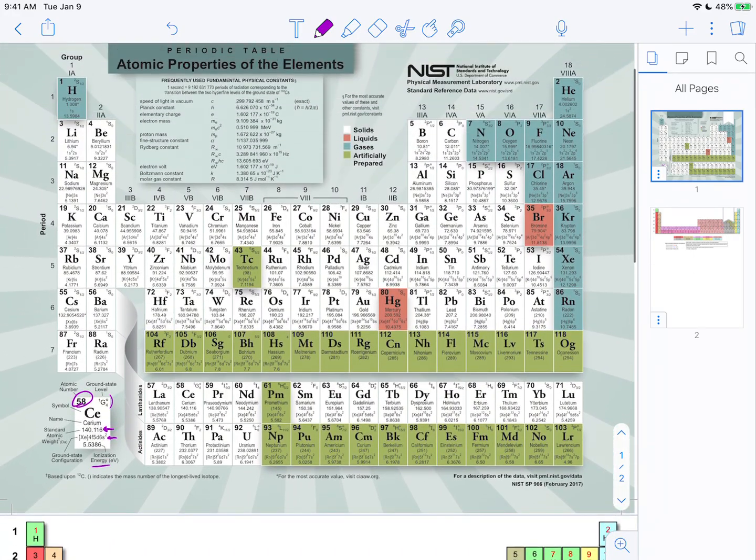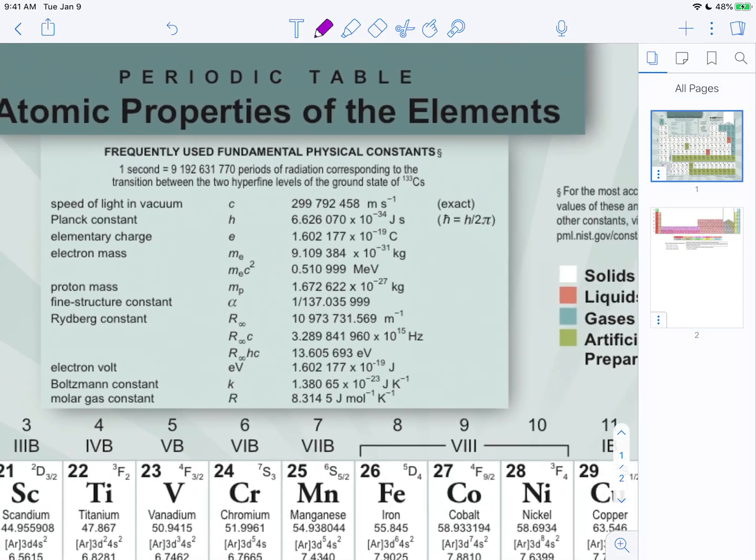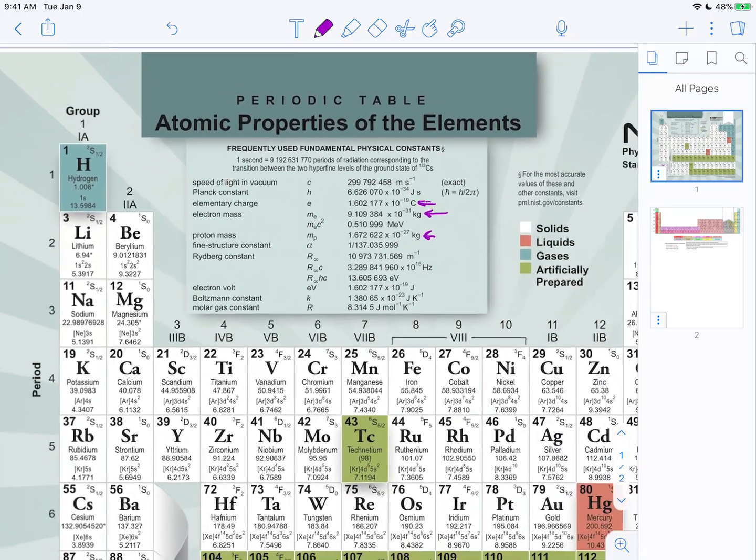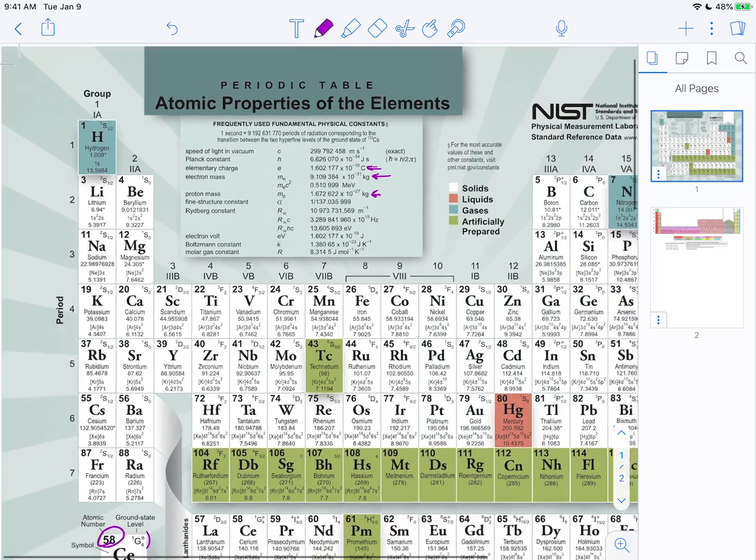What I want to show you is that this table also has a bunch of constants, such as the speed of light, Planck's constant, the charge of an electron, which you already talked about, the mass of an electron, which you already talked about, and some other things as well. We can see the mass of a proton and the mass of an electron. Those are the values we have, and some other constants as well.